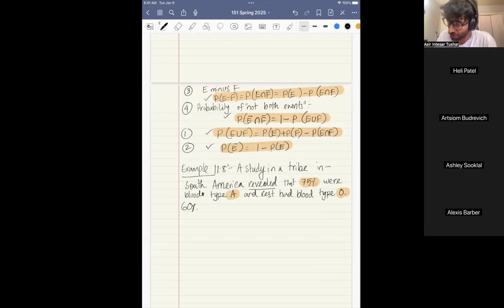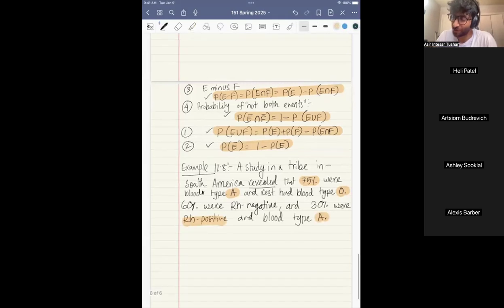60% were Rh negative and 30% were Rh positive and blood type A. Okay. It's a lot of things, a lot of information.